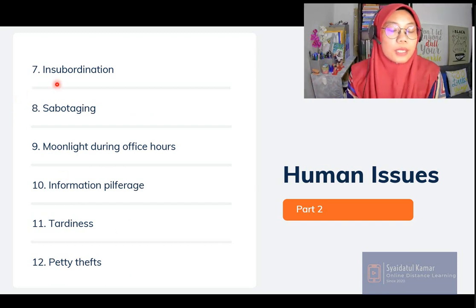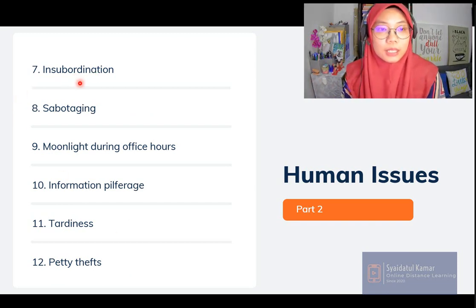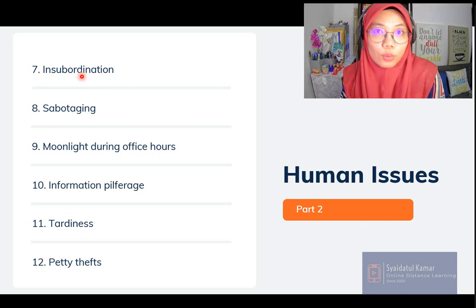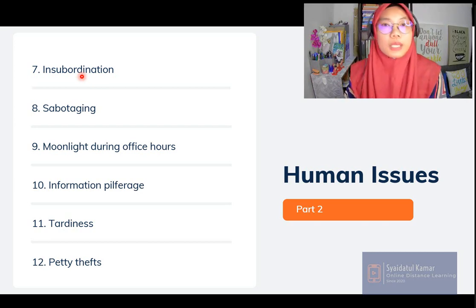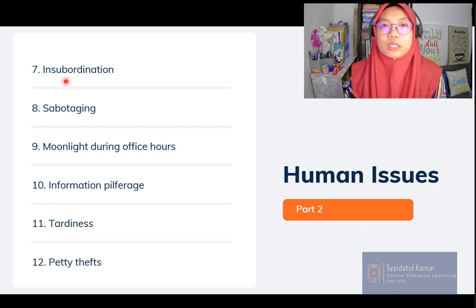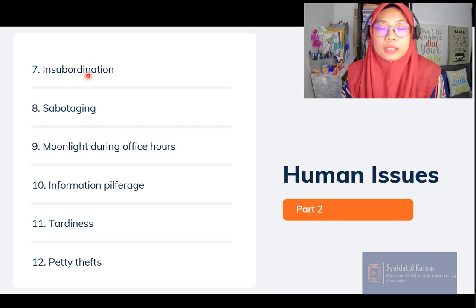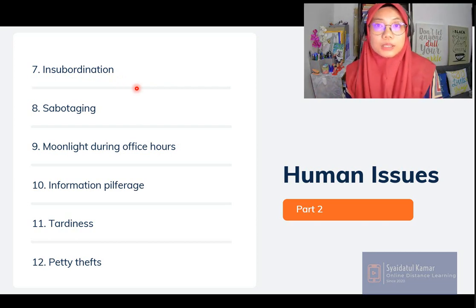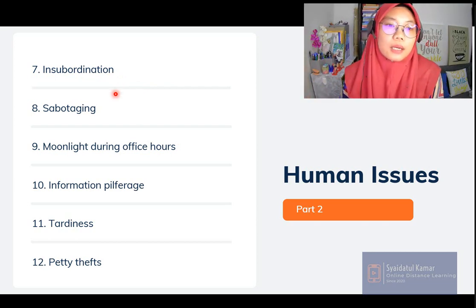Okay, number 7, let's take a look. Number 7 is insubordination. Insubordination means the staff or the subordinates who don't like to follow the instruction from the leader, from the head of department. They don't want to follow the rules, they don't want to follow the instruction, so they just do whatever they feel like doing. Okay, so this is insubordination. They don't take instruction from other people. They like to do things on their own terms, using their own style. They never consider that the instructions are coming from higher authority.